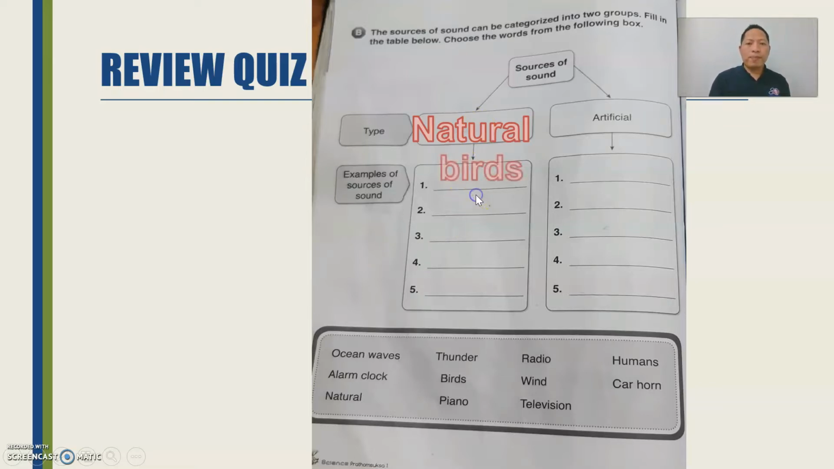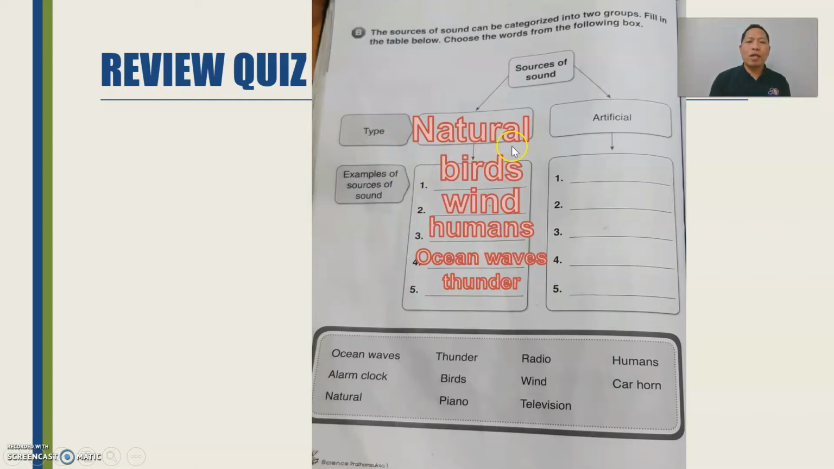First, number one, birds. Birds. Second, wind. Wind. Third, humans. Humans. Good job. Next, ocean waves. Ocean waves. Last, thunder. Thunder. Good job. Now, these 5 example sources of sound belong to natural.